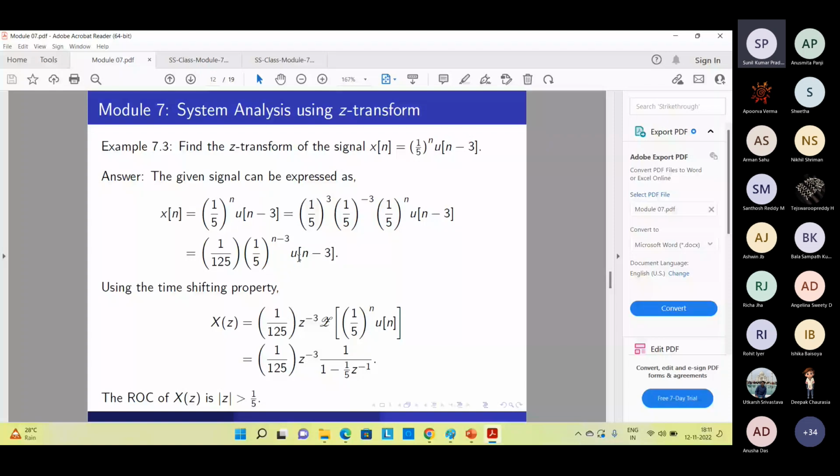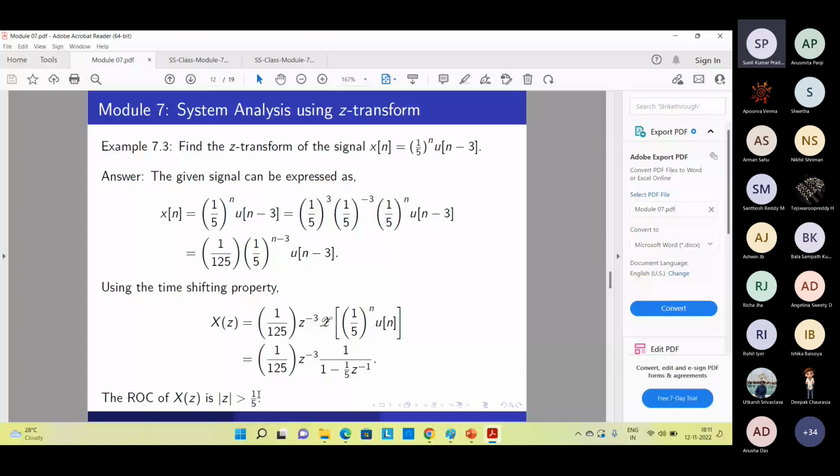So now if you use the time shifting property, what will be your z transform? It will be 1 divided by 125 z to the power minus 3 into the z transform of 1 by 5 to the power n u of n. Now this is the standard signal whose z transform we can find: 1 divided by 1 minus 1 by 5 z inverse. So what is your region of convergence then? Your region of convergence will be mod z greater than 1 by 5.